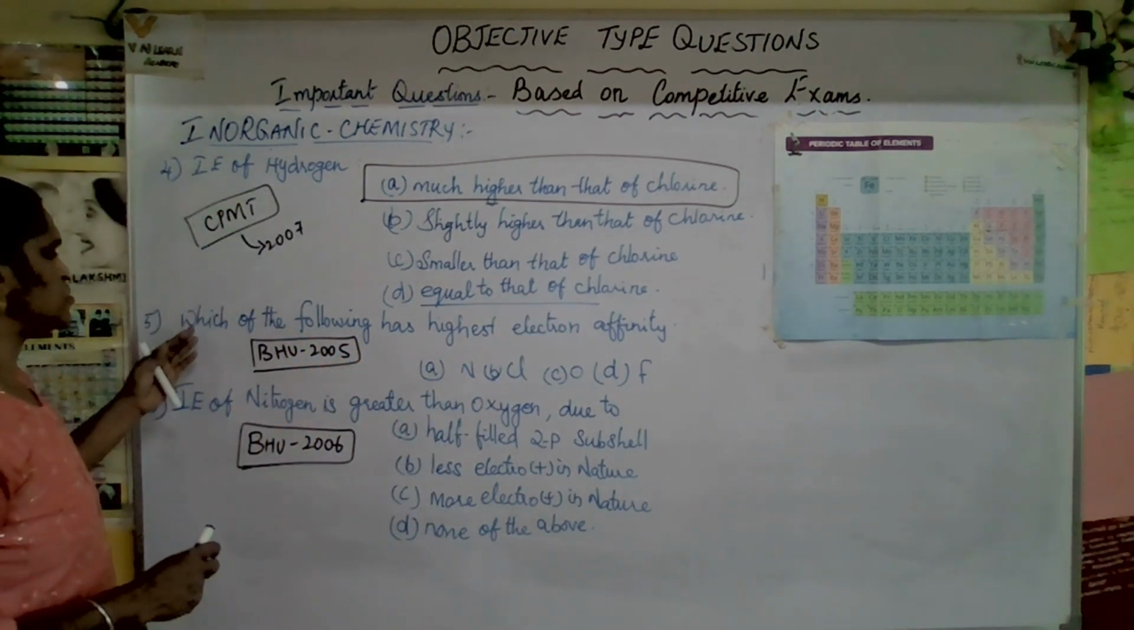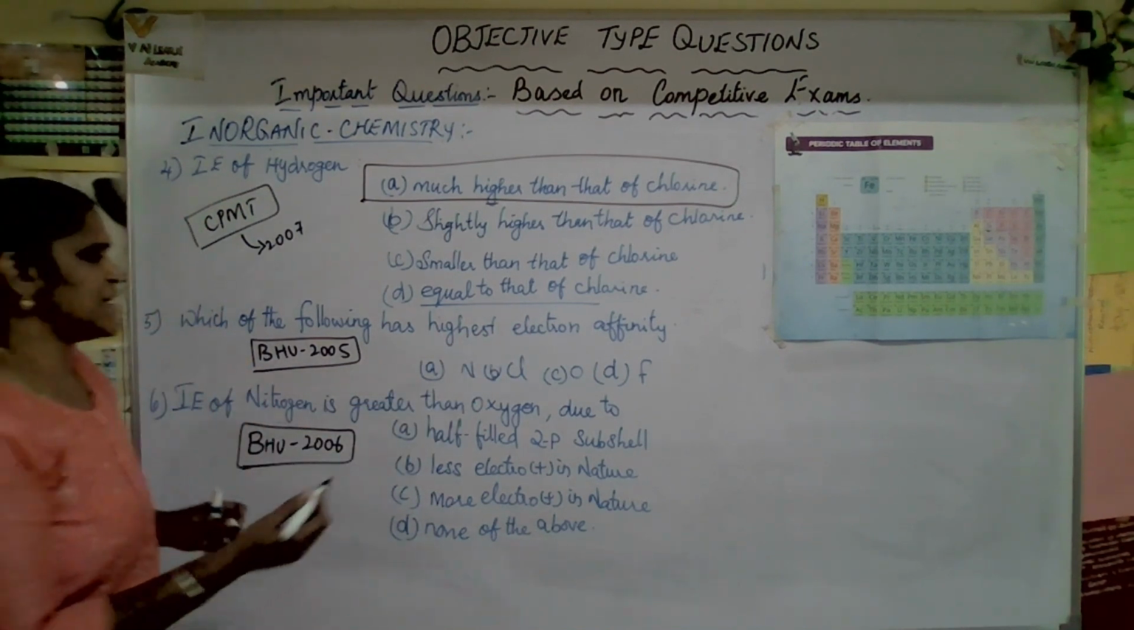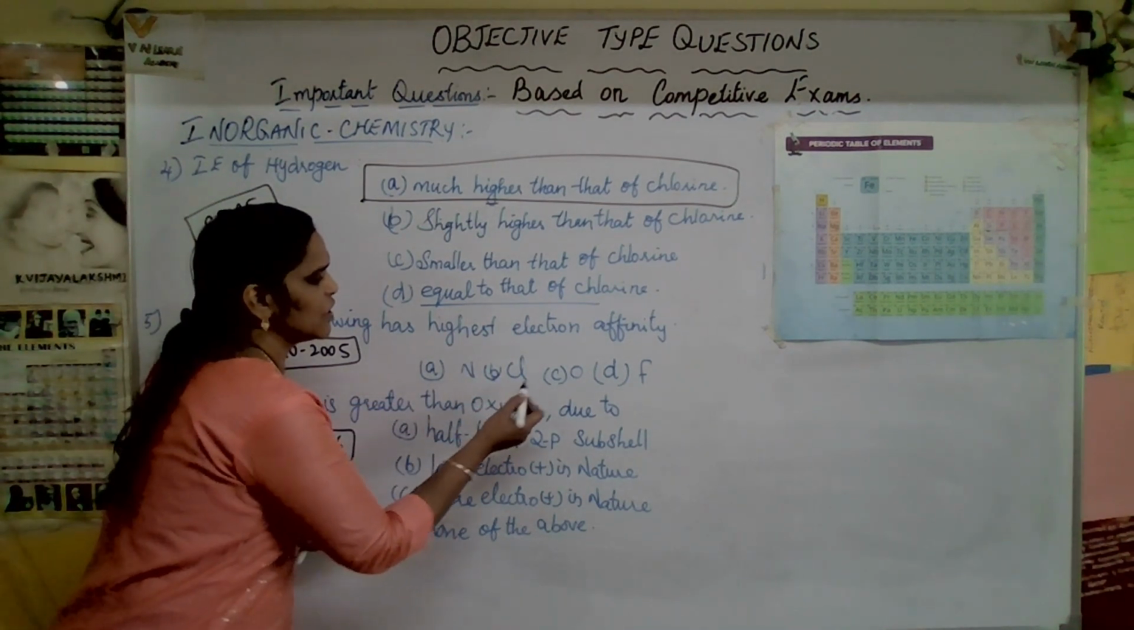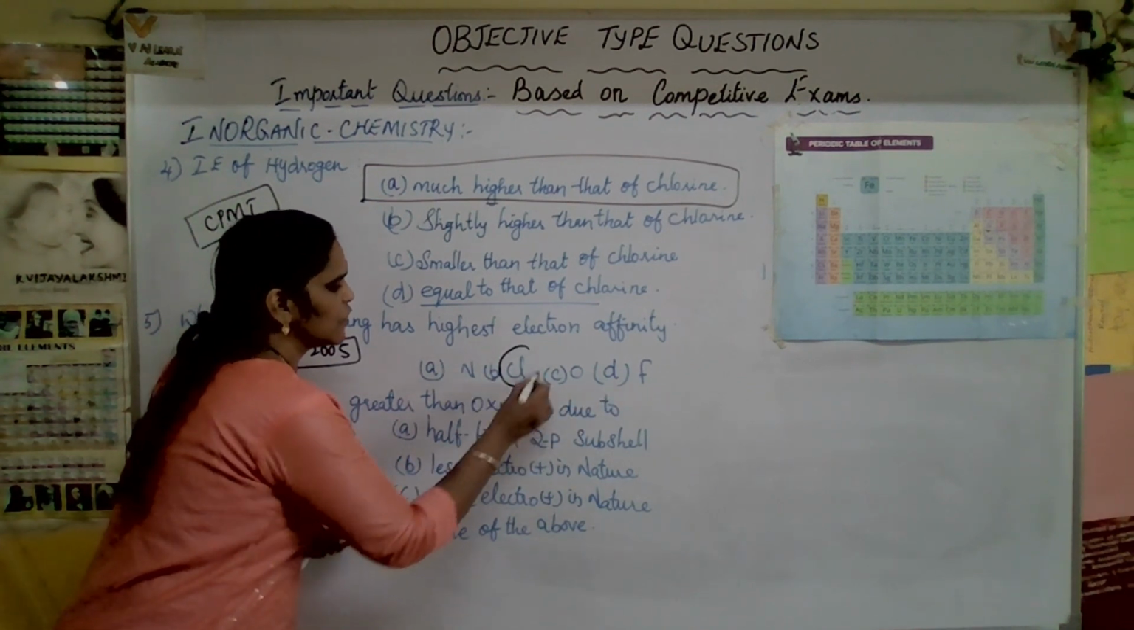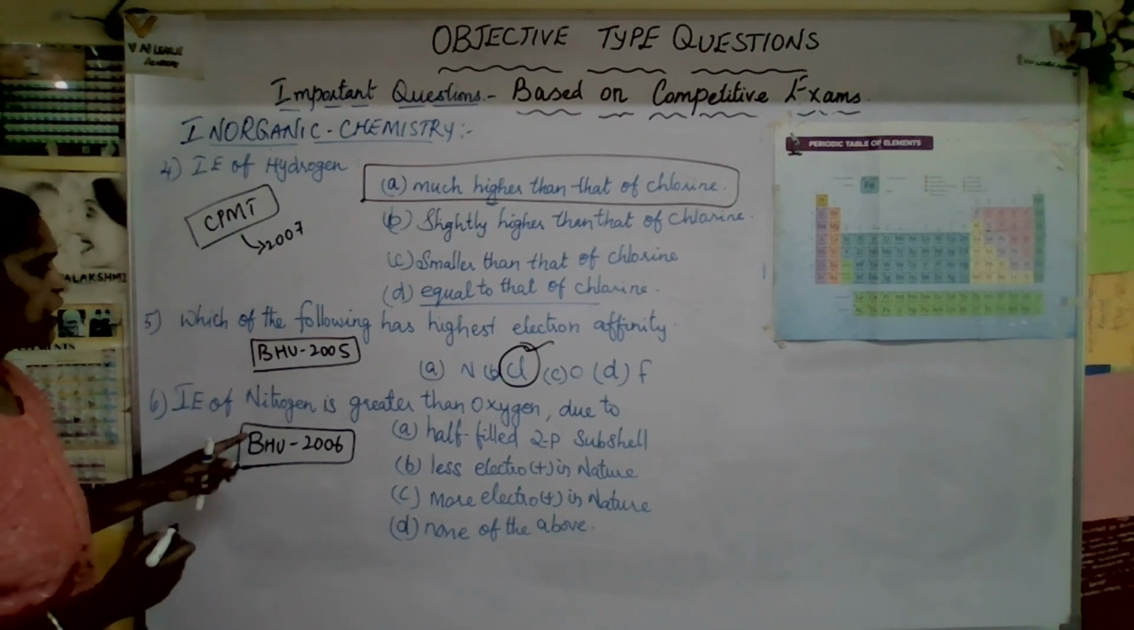Okay, now the next question. Which of the following has the highest electron affinity? Naturally, here: nitrogen, chlorine, oxygen, fluorine. Chlorine has the highest electron affinity. Hope you got a clear idea.